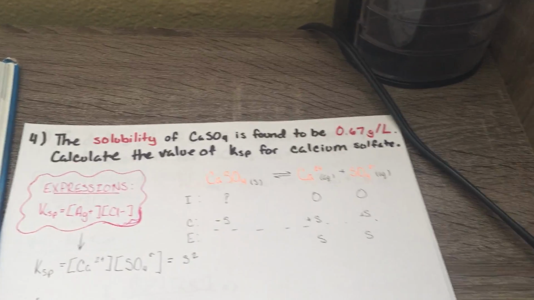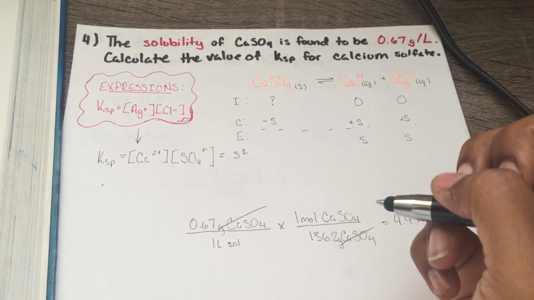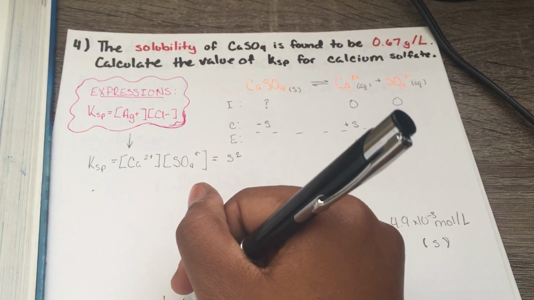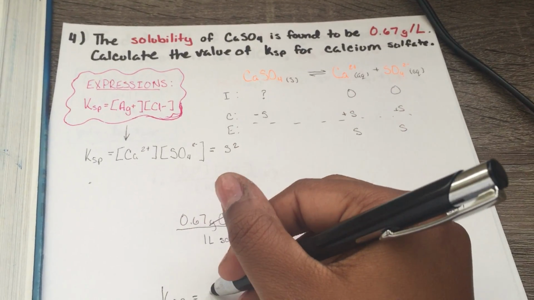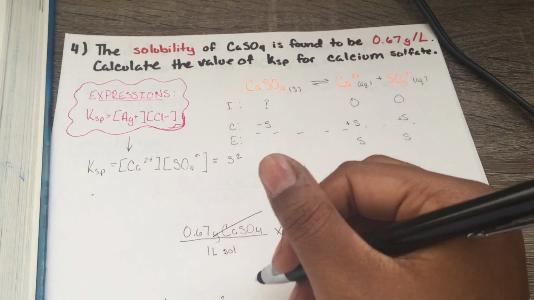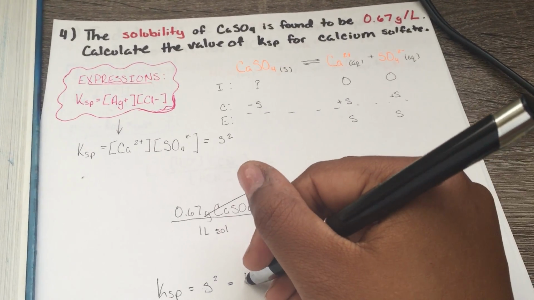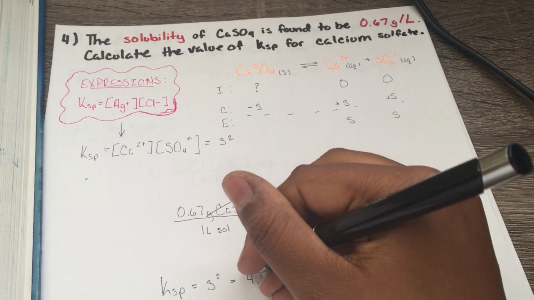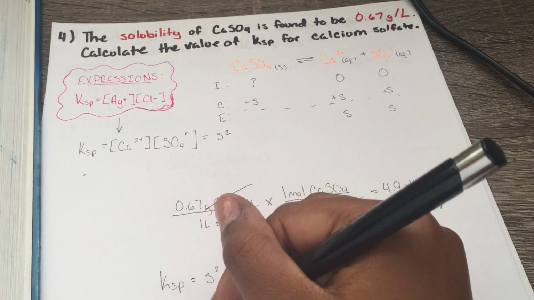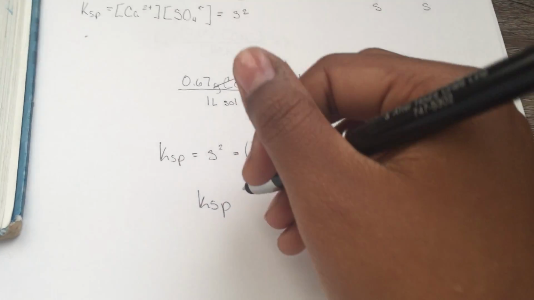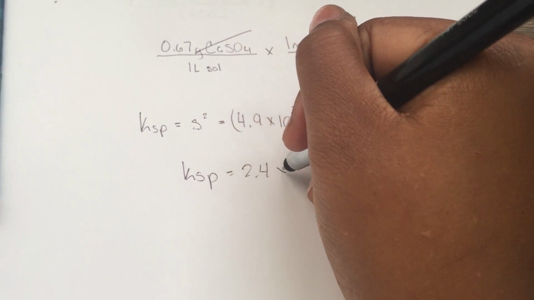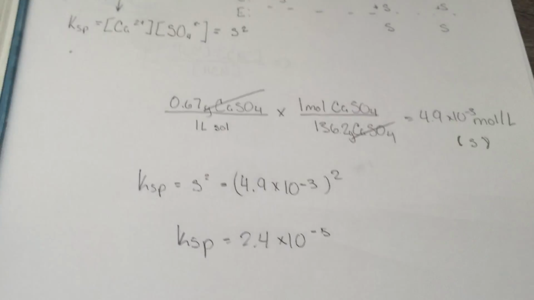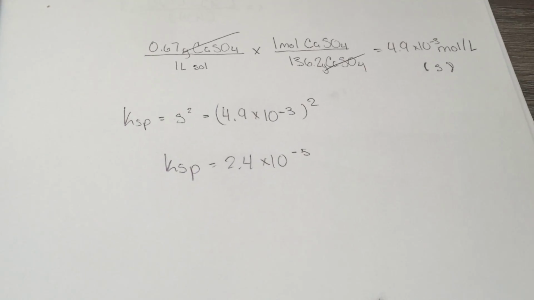So next, the problem is pretty easy. All you have to do is plug into this equation. So we have Ksp is equal to S to the 2, which would be our 4.9 times 10 to the negative 3 squared. When you plug that into the calculator, it gives us 2.4 times 10 to the negative 5. And this is the value of Ksp for calcium sulfate.